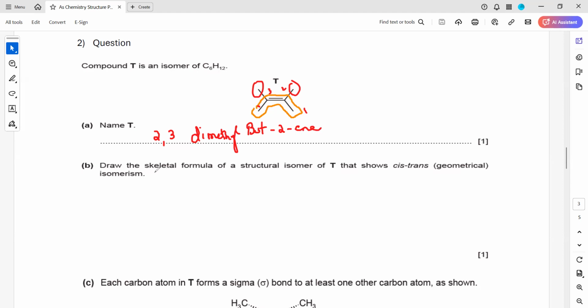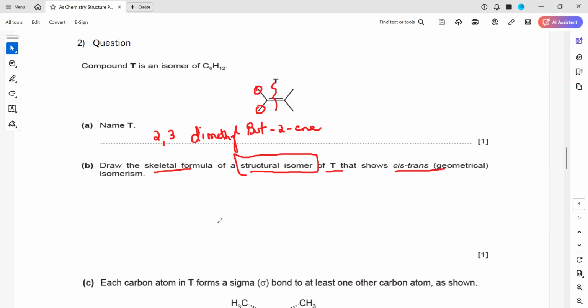Then draw the skeletal formula. Draw the skeletal formula for a structural isomer of T. What is the meaning of the term structural isomer? Structural isomer can be a chain isomer, can be a position isomer, or it can be a functional group isomer. Like I can change the chain, I can change the position, and show that it is a cis or a trans isomer. But this cannot be cis or trans, as you can clearly see that identical groups are attached here with a carbon. So it cannot be cis or trans as the identical groups are attached here.